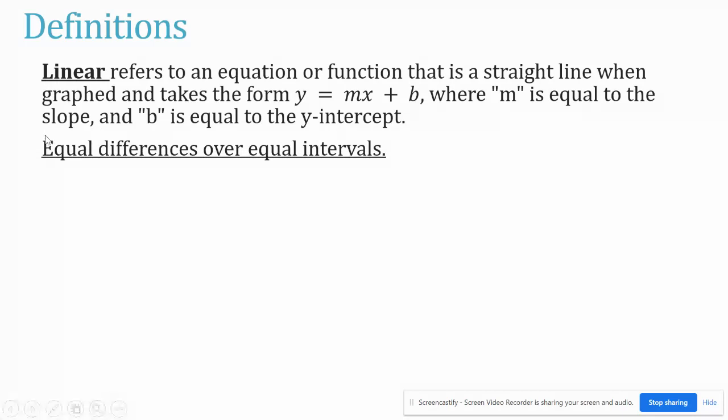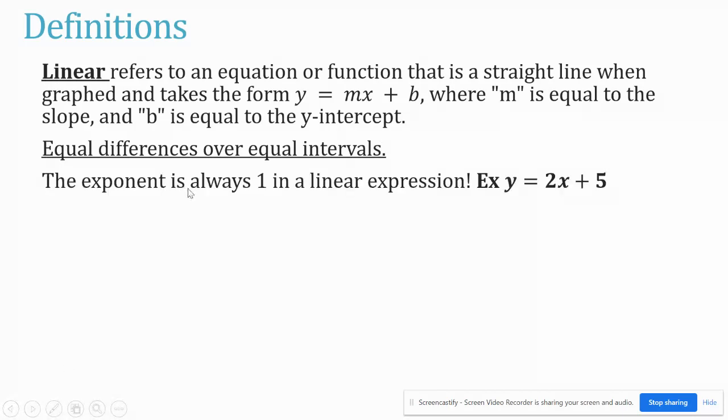So that means there are equal differences over equal intervals. Just like when we looked at the slope formula, it has to be equal the entire way. The exponent is always 1 in a linear expression. So if we look at this example, y equals 2x plus 5, we know that there's a little invisible 1 there. So that makes this linear. If that exponent was higher than 1, it is no longer linear.